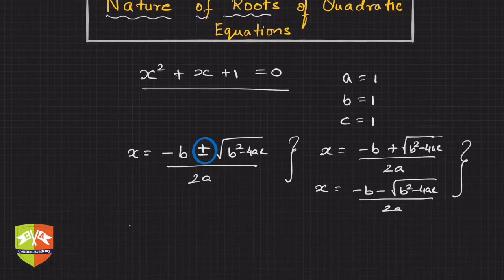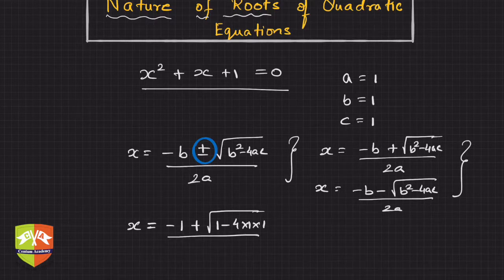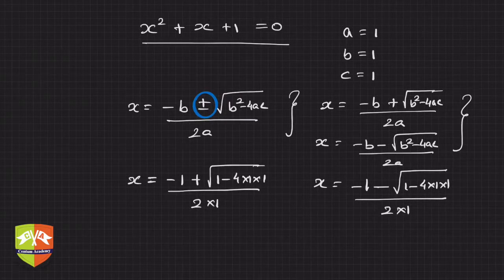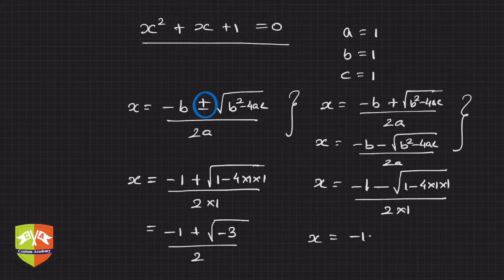Hence here the solution will be x equals minus 1 plus root 1 minus 4 times 1 times 1, divided by 2 times 1, and this x will be minus 1 minus under root 1 minus 4 times 1 times 1 divided by 2 times 1. I simply deployed the a, b and c values in the given formula. So if you see, I will get x is equal to minus 1 plus under root minus 3 upon 2, and here x is equal to minus 1 minus under root minus 3 upon 2.